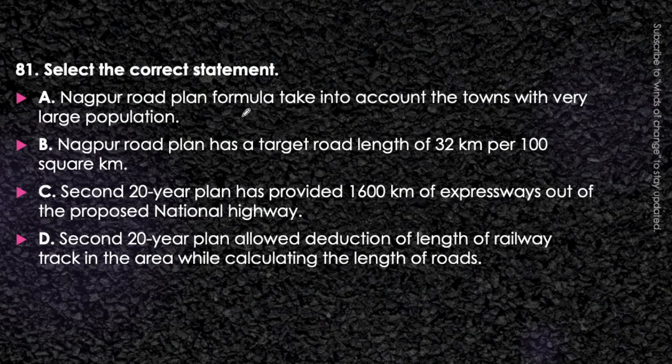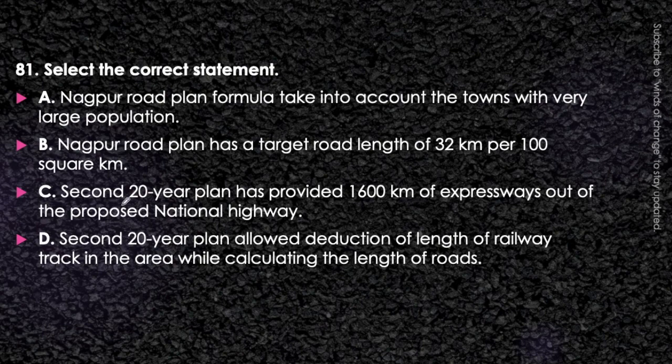Nagpur road plan formula takes into account the towns with very large population. The Nagpur road plan was the first 20-year plan, and a few statements are given about it. The Nagpur road plan has a target road length of 32 km per 100 square kilometer.